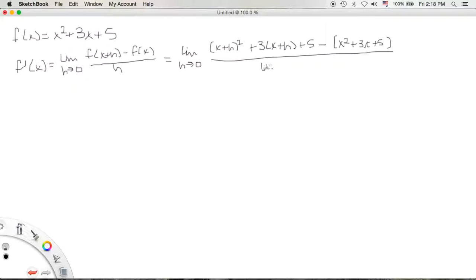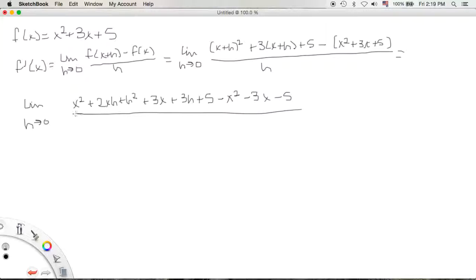All over h. Now, this is where it gets a little bit tedious because you do have to multiply it out and simplify it to be able to solve it. So we've got x squared plus 2xh plus h squared plus 3x plus 3h plus 5 minus x squared minus 3x minus 5 all over h. So those cancel, and those cancel, and those cancel.